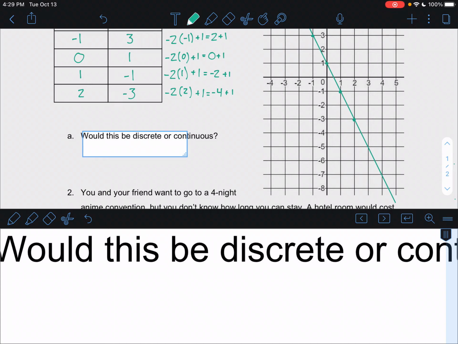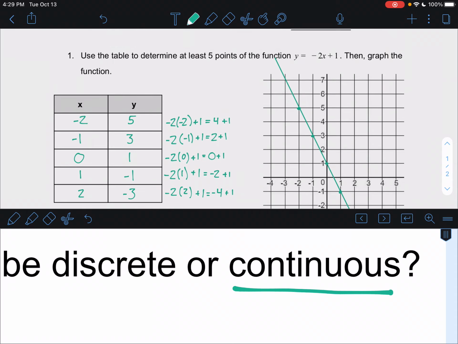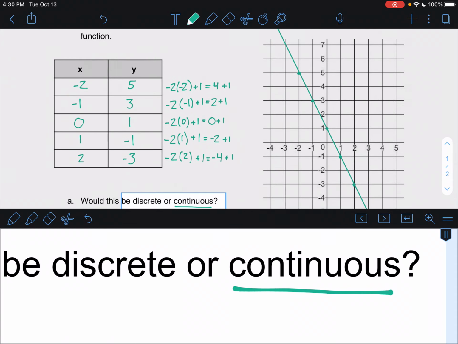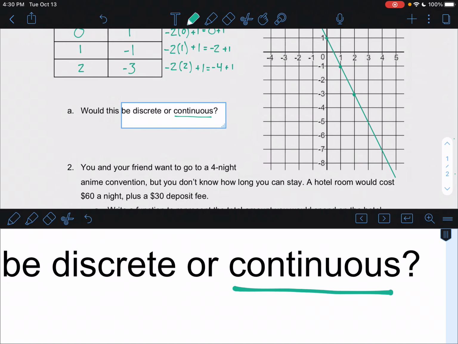And would this be discrete or continuous? So if it doesn't have any gaps and we can plug in any x value and get an answer, it is continuous. So that's how you would answer number 1.